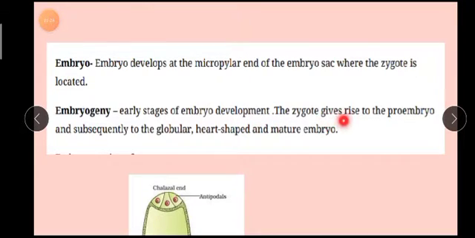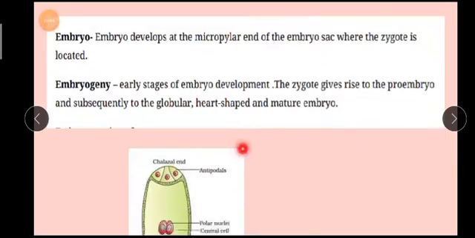The zygote gives rise to a pro-embryo and subsequently to a globular, heart-shaped mature embryo. Okay, so what is the meaning of embryogeny? Embryogeny is nothing but the early stages of how an embryo gets developed. The early stages of embryo development is called embryogeny.